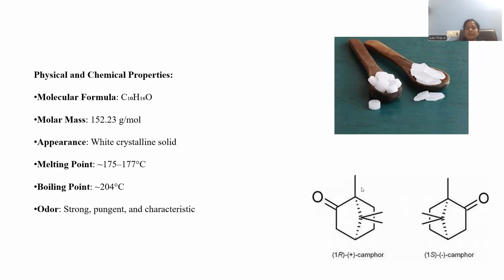Molecular mass: the molecular weight of the substance is 152.23 grams per mole. One mole of the substance comprises 152.23 grams. Appearance: white crystalline solid. If you observe camphor, it is white in color. Melting point: the solid melts at 175 to 177 degrees centigrade. Boiling point: 204 degrees centigrade, at which liquid vaporizes. This is an important property.